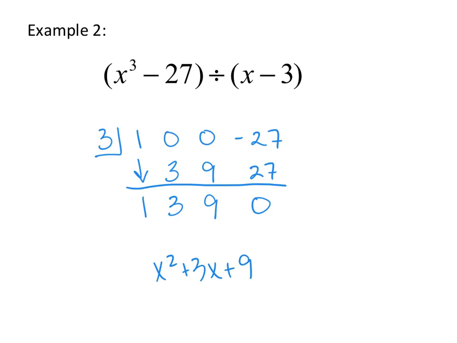But if I were trying to factor x cubed minus 27, then I would say it's this quadratic times the linear factor that was my divisor. Sadly, this does not factor further, so we do not have 3 linear factors for this. We have 1.